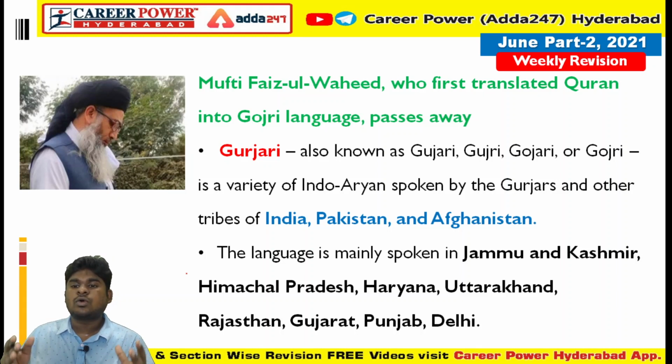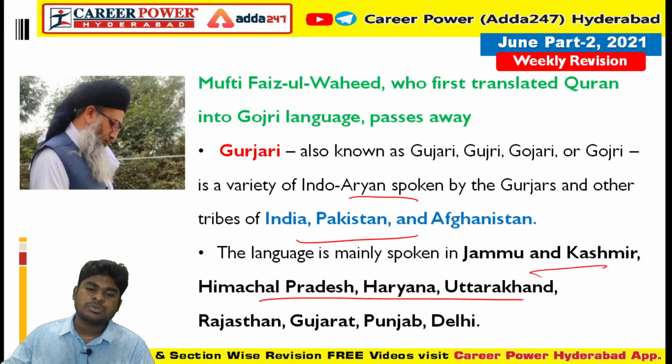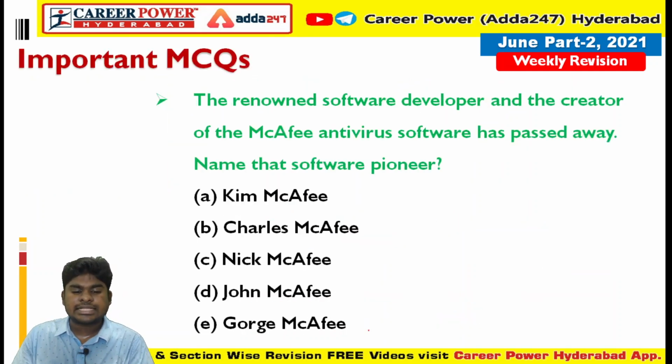Gujari, Gujri, Gojri, there are multiple names for the language. It's an Indo-Aryan language mainly spoken in India, Pakistan and Afghanistan. In India, it is spoken in Jammu and Kashmir, Himachal Pradesh, Haryana, Uttarakhand, Rajasthan, Gujarat, Punjab and Delhi. So we are going into the next question.